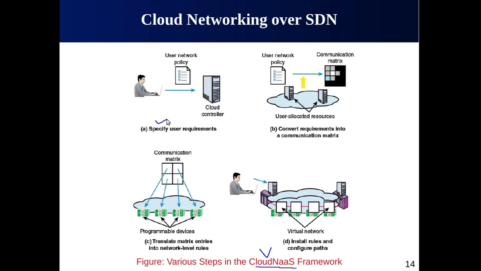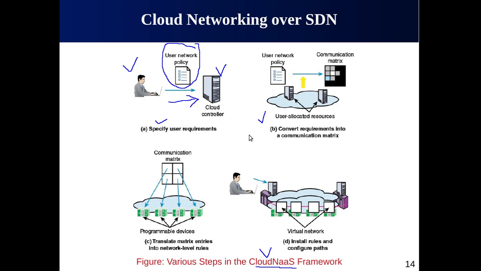The first one is specify user requirement. We have a cloud customer, and he uses a simple policy language to specify network services that are required by the customer application. These policy statements are issued to a cloud controller. So you define the policies related to the network, and then you issue those policies to the network controller. This is simple.